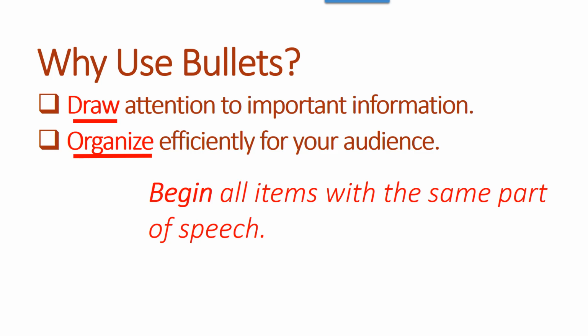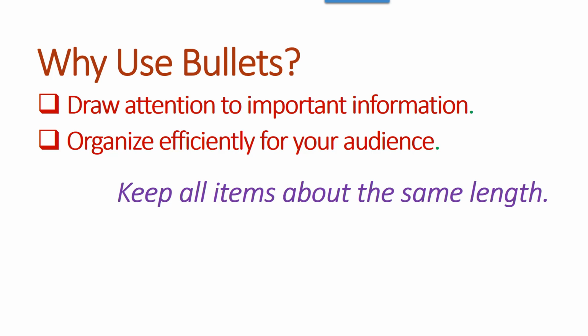Now, you begin all items with the same part of speech. When I talked about parallelism, that's what this means. Draw and organize are both active verbs. Both of these bullets begin with the active verbs. So that's a rule that you should remember for both bullets and numbers.